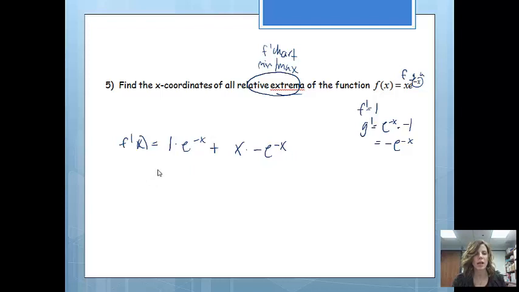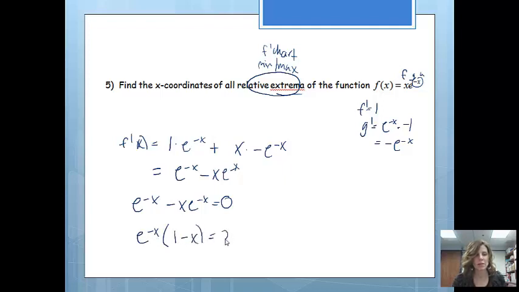Okay, I'm going to clean this up just a little bit. We're going to get e to the negative x minus x e to the negative x. So that will be my derivative, and I'm going to set that derivative equal to 0. So e to the negative x minus x e to the negative x equals 0, so I can find a critical number. If you're not familiar with what to do here, I notice they both have an e to the negative x, so I'm going to factor out an e to the negative x. So I will end up getting 1 minus x equals 0.